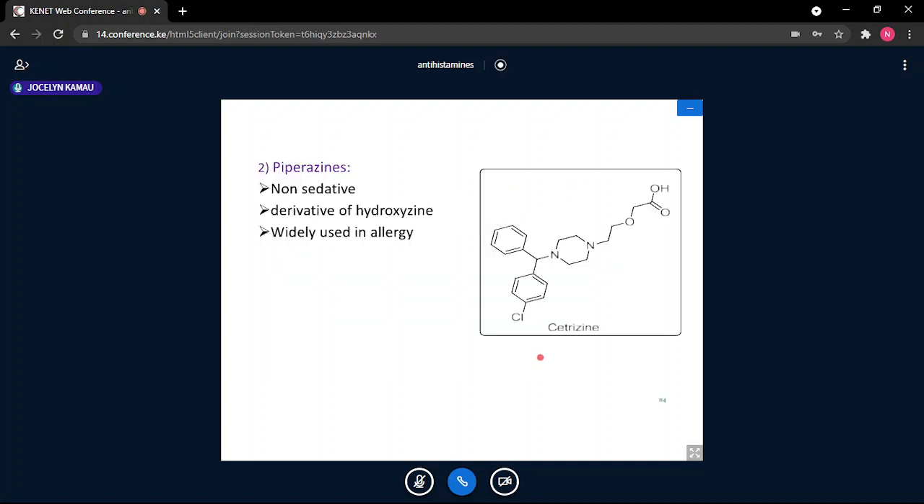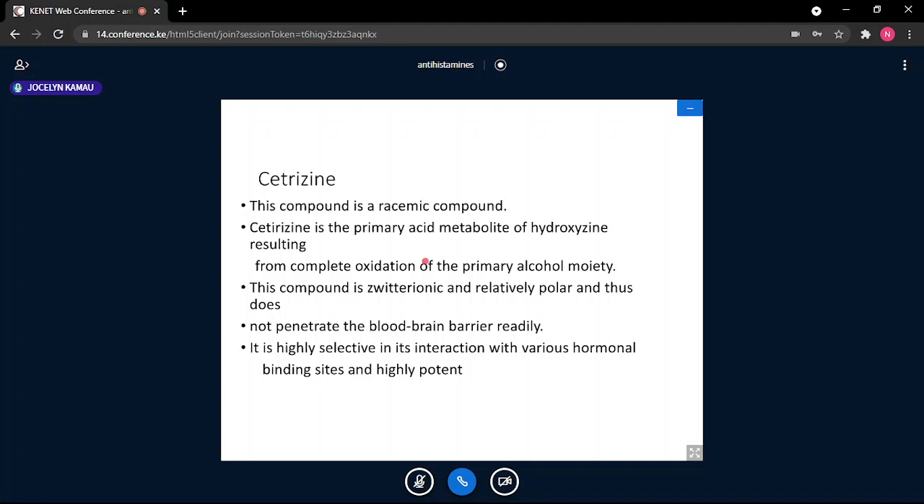Why are we saying it's a racemic mixture? Because if you look at it, this carbon here is chiral, because that and that group are different. So that is chiral, and therefore it is given as a racemic mixture. And of course, the racemic mixture without being resolved is much cheaper. And we did say when you resolve it and you get the pure levocetirizine, then you place it as a third generation.